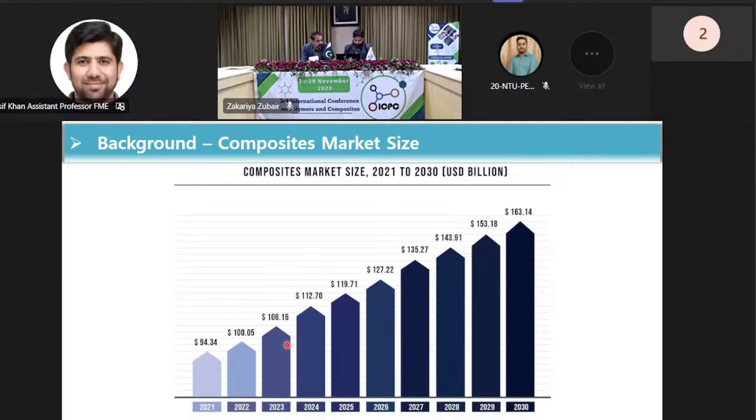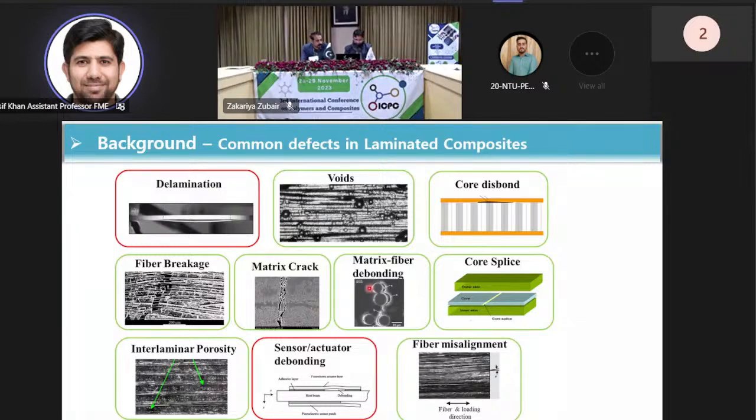However, as domain experts, we know that these laminated composites are not isotropic. They are highly heterogeneous in nature. To be very specific, they are orthotropic in nature, which means that compared to isotropic material, the nature of damage and failure in these materials is going to be much more complex. Some of the commonly occurring damages in laminated composites are, for example, delamination, voids, fiber breakage, cracks in the matrix part of the laminated composites, and the disbond between the matrix and the fiber material. And if we are talking about sandwich structures, then core disbond and splicing of the core are some of the common defects.